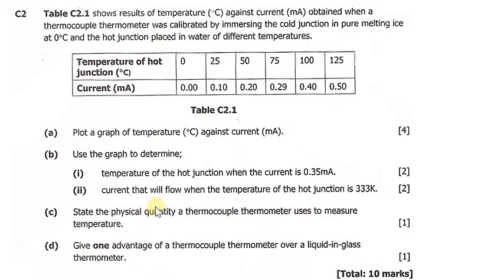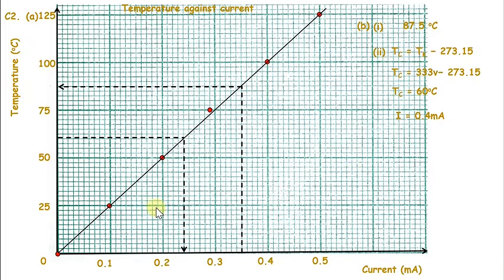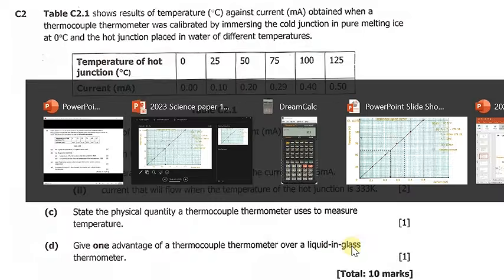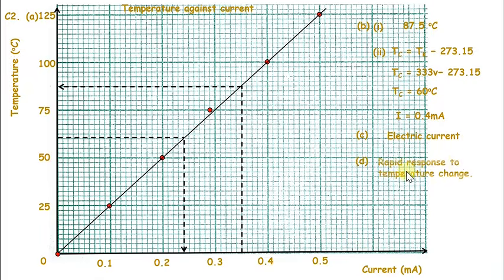Then let's check the other question, which says state the physical quantity a thermometer uses to measure temperature. That is actually current. So that physical quantity is actually electric current. Then the other question says give one advantage of a thermocouple over a liquid in glass thermometer. So here we said rapid response to temperature change. Yeah, so a thermocouple has rapid response to temperature change than a liquid in glass thermometer.